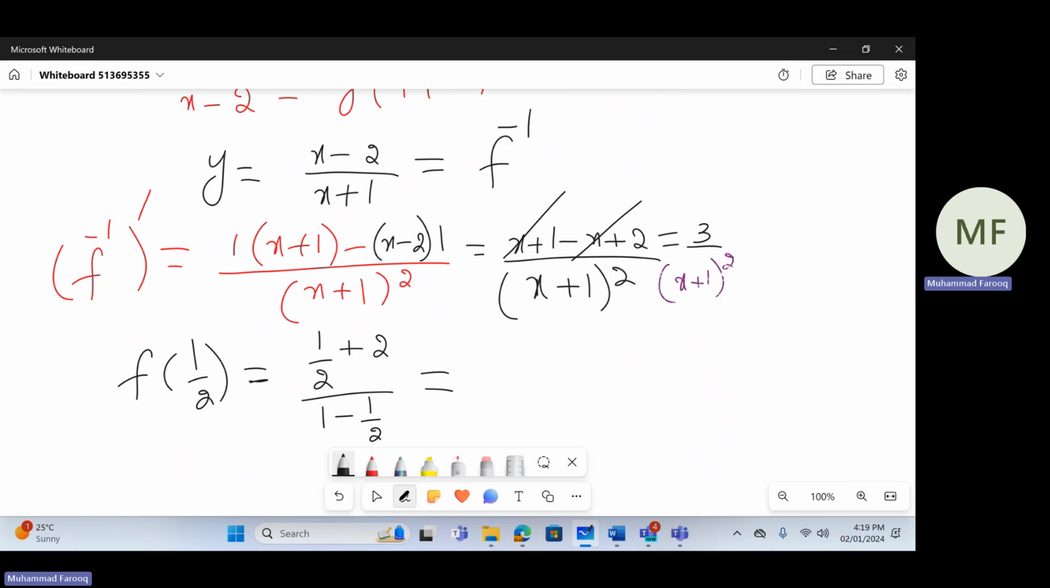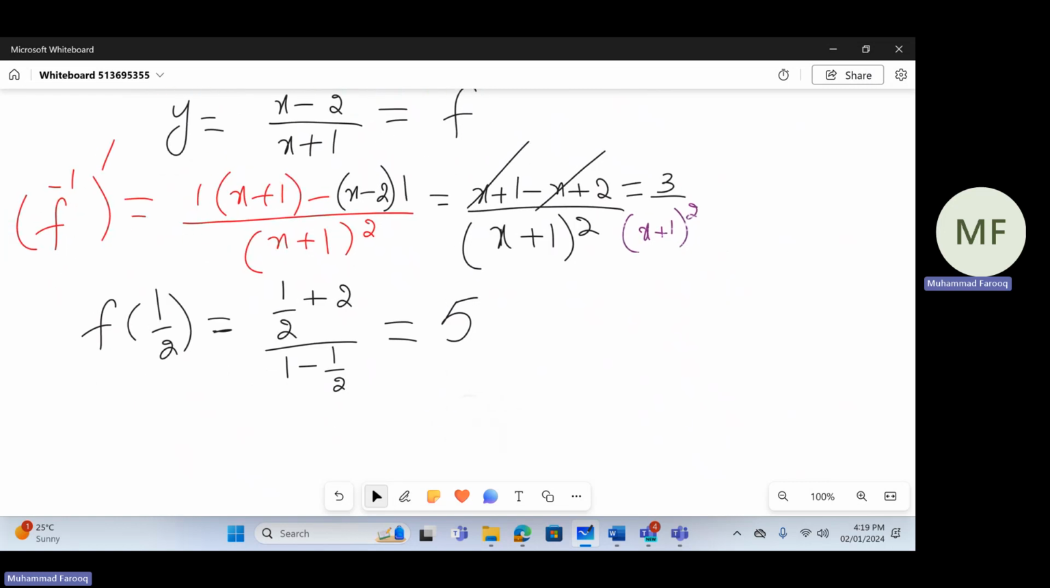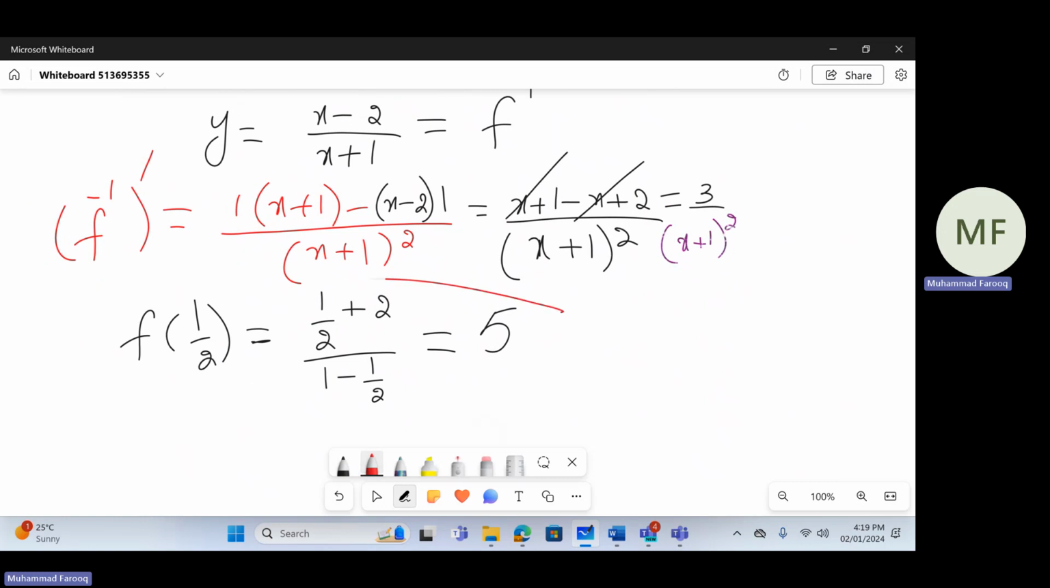Sorry, 5? 5. So basically, our f of A is 5. Now we need this inverse function derivative at which point? 5. So please substitute 5. This is one calculation which we need.